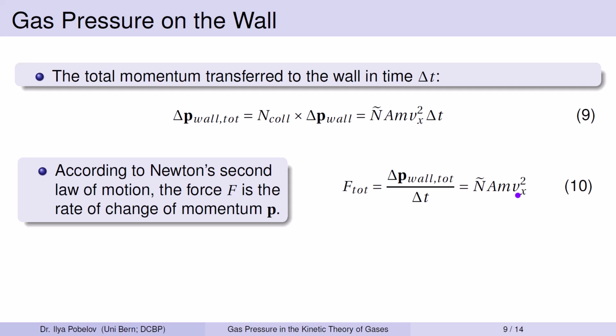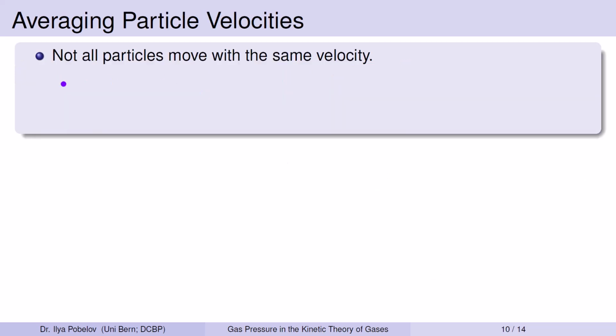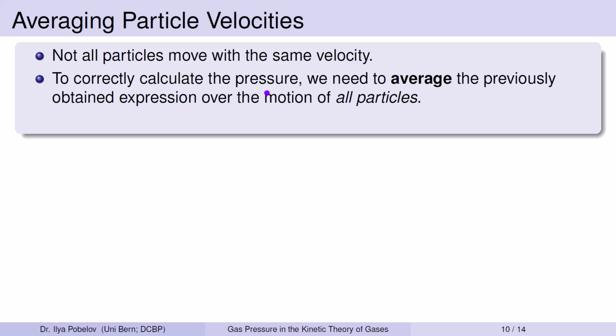times vx squared. The pressure is defined as the force divided by the area on which the impact occurs. We divide the total force by the area and the area cancels out. This gives P equals n tilde times m times Vx squared. Not all particles move with the same velocity. To correctly calculate the pressure, we need to average the previously obtained expression over the motion of all particles.